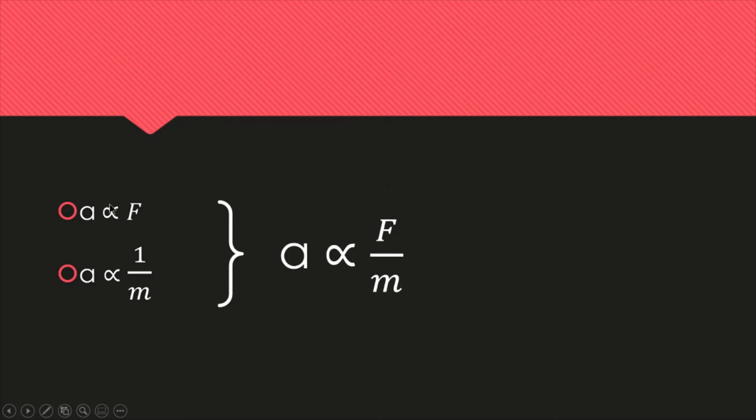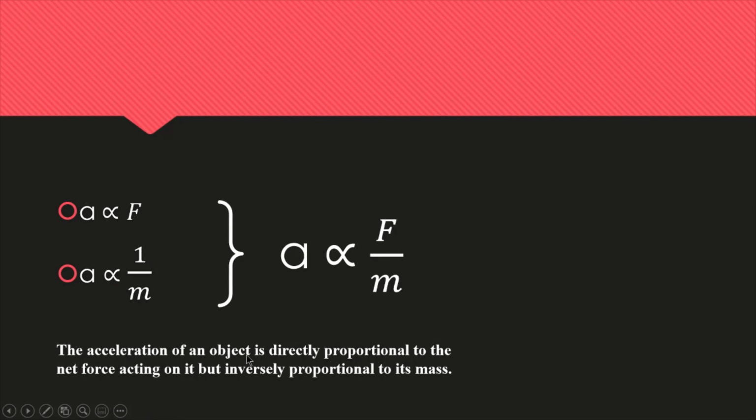Okay, so I write it in symbol form. Acceleration is directly proportional to force. Acceleration is inversely proportional to mass. So from these two relationships, these two conclusions, we sum up. We make a final conclusion, that is acceleration is directly proportional to force but inversely proportional to mass.